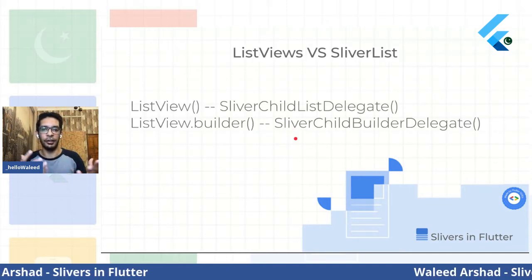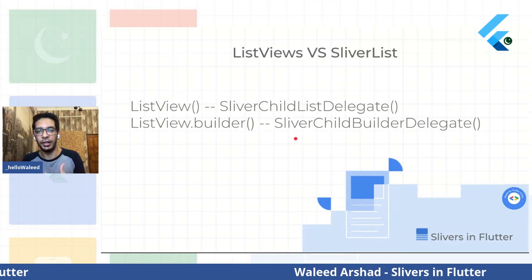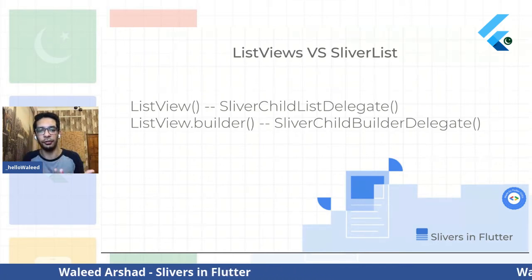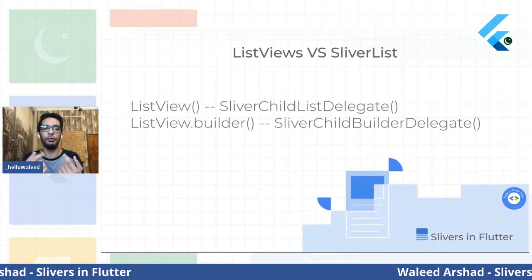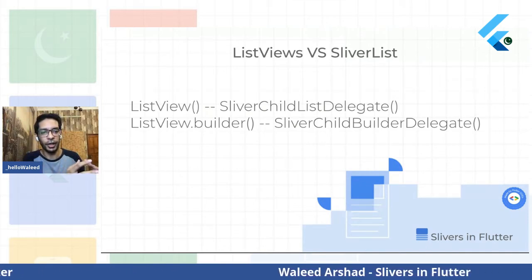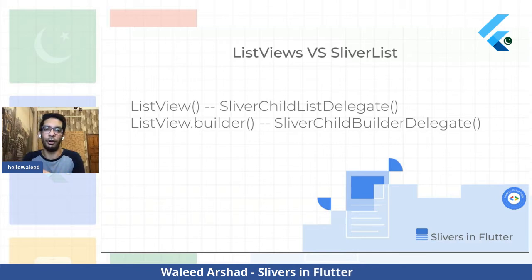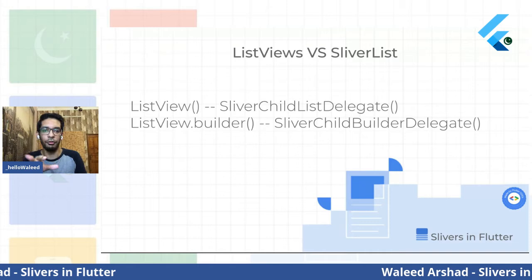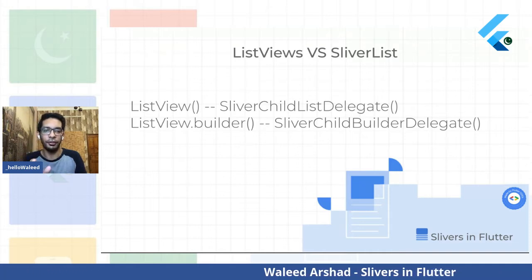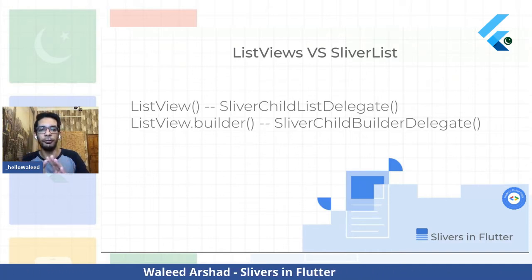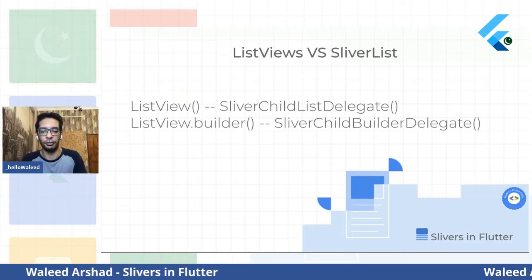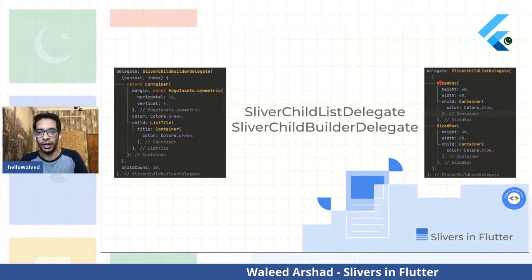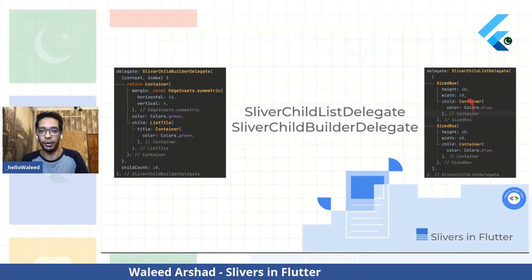So now let's see the confusion between the Sliver child list delegate and Sliver child builder delegate. As you must have used list views, you have 2 types of list view. One is a normal static list view, and one is a dynamic list view. In a static list view, you have children. So you put your items inside a list view, inside the children body, without having to worry about the count and all that. You do it like this, you keep children and they start populating.